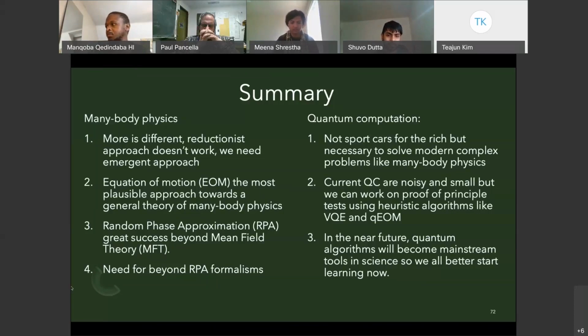There are still some problems. On the quantum computation side, it doesn't matter how advanced a theory you have. If you can't solve it, you can't know whether it's right or wrong, right? So you need to solve it. And a quantum computer is giving us a tool to solve these hard and complex problems. And so I do want to end on this grandiose statement that in the near future, everybody will be using quantum algorithms. So you better just start now.